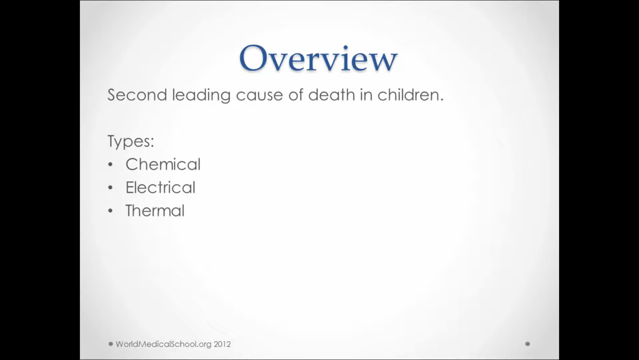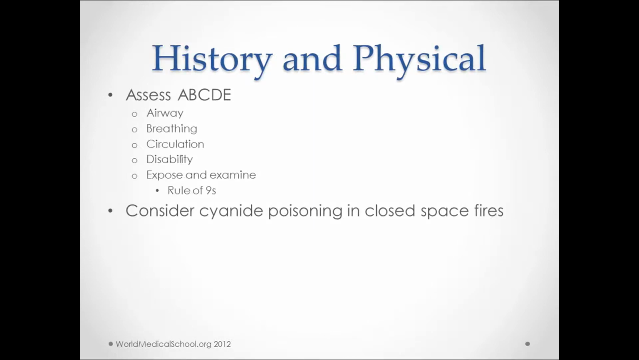So, burns are the second leading cause of death in children and still a major cause of mortality in adults. The main types include chemical, electrical, and thermal burns. On your history and physical, the first thing you need to assess is whether or not they are stable: their airway, breathing, and circulation. Then we're going to get to how much of their body has been burned, and we'll talk about how to quantify that in a second. Make sure that you're thinking of things like cyanide poisoning and carbon monoxide poisoning. Those are very common, especially in closed spaces.